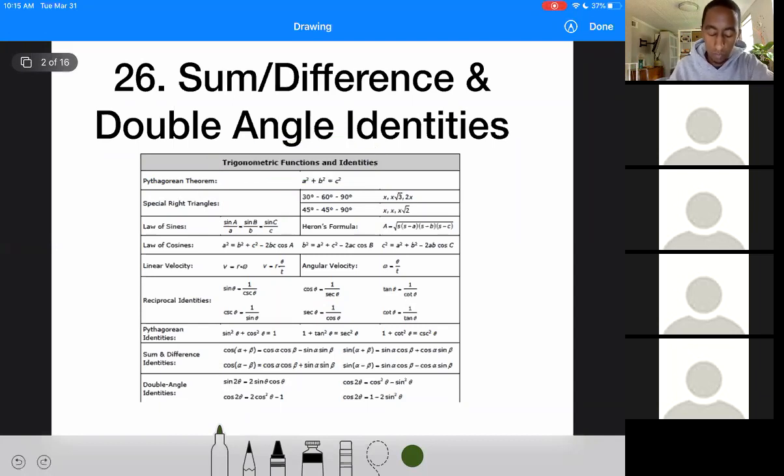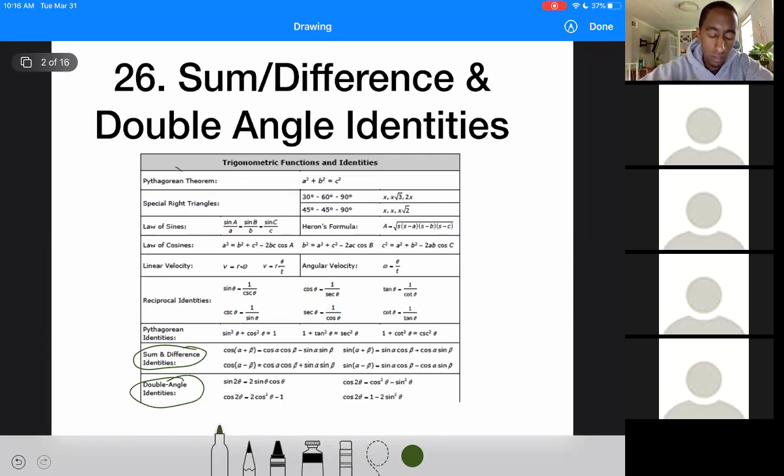If you look at it, we talked about the reciprocal identities, those are like the opposite: sine, cosine, secant, all of those. We talked about the Pythagorean identities, which are these three identities and the manipulation of those. Today we're talking about the sum and difference identities and the double angle identities. That's what we're talking about today, those two. And I know you're like, well, those look long. Don't worry, they're not hard.